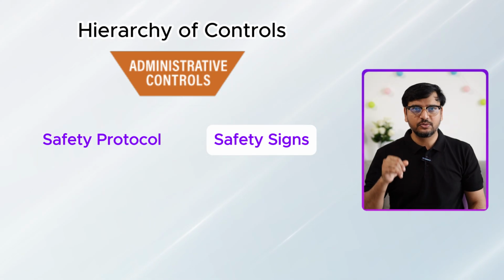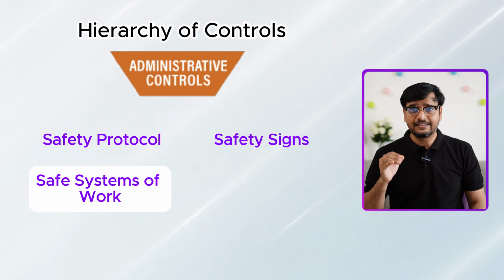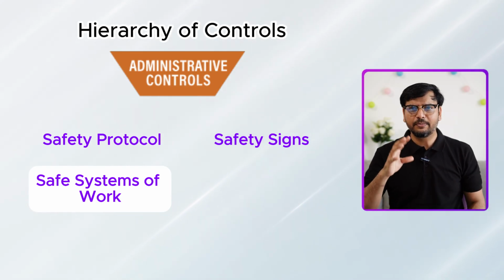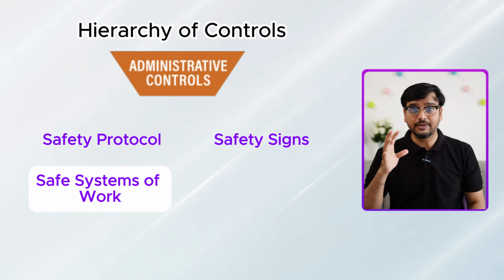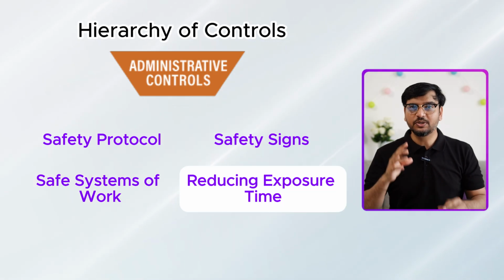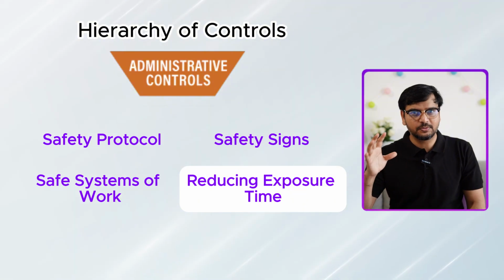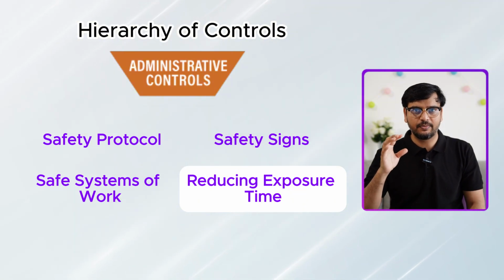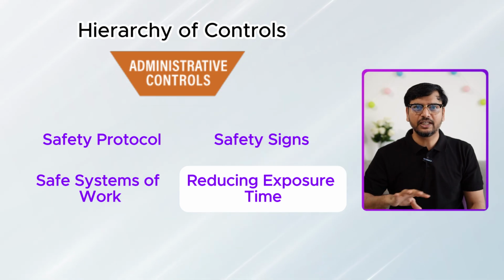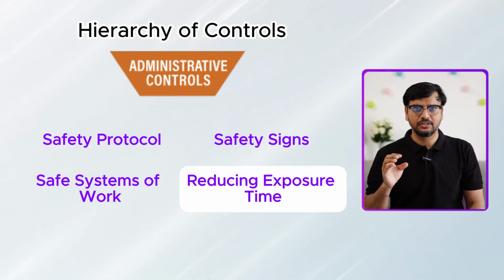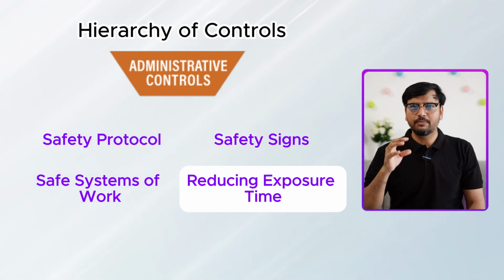And you can also use a safe system of work. These are formal procedures that define a method of working to eliminate or minimize risk. You can also reduce exposure. Limiting the time and frequency workers are exposed to a hazard can reduce the risk of accidents. For example, rotating engineering work on hazardous machinery, so no one spends too much time exposed to moving parts.